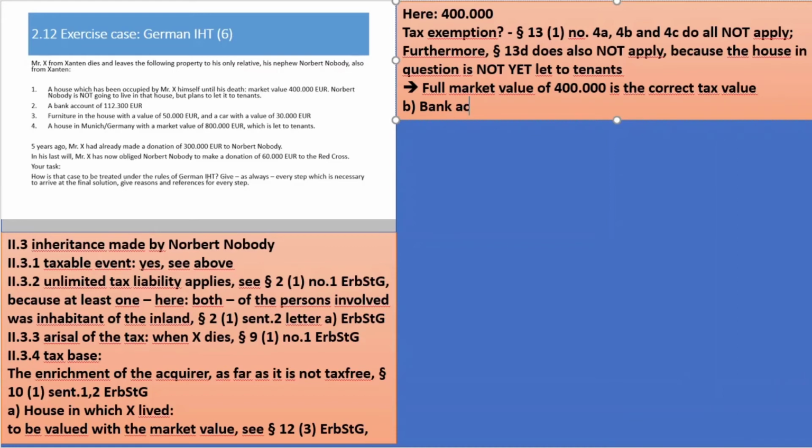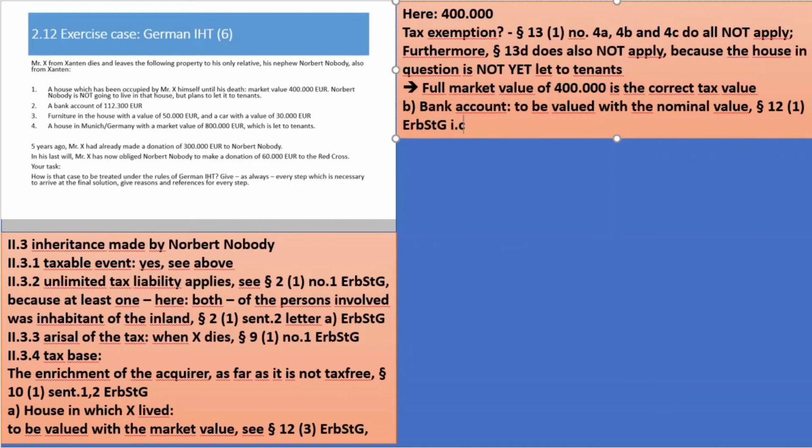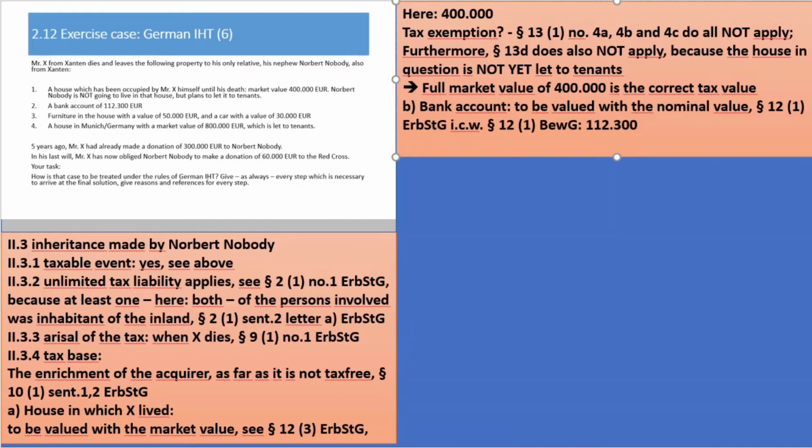The bank account is to be valued with the nominal value. That was paragraph 12.1 of the Inheritance Tax Act in combination with paragraph 12.1 of the Valuation Law, the Bewertungsgesetz. So 112,300. Furniture and the car to be valued with the market value.